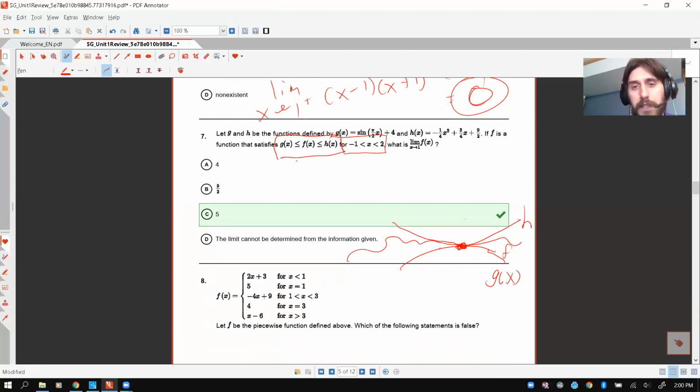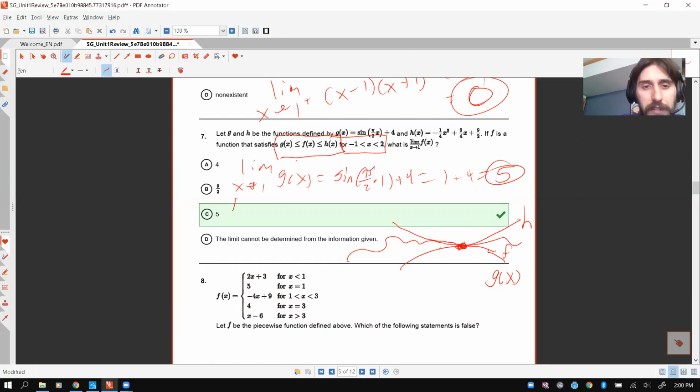So in order to find this, we just need to find what is the limit as x approaches 1 of g of x. Well, let's try direct substitution. What is the sine of pi over 2 times 1, plus 4? Which is the sine of pi over 2. And if you remember the unit circle, pi over 2 is at 90 degrees, which has a y value of 1. 1 plus 4 is 5.